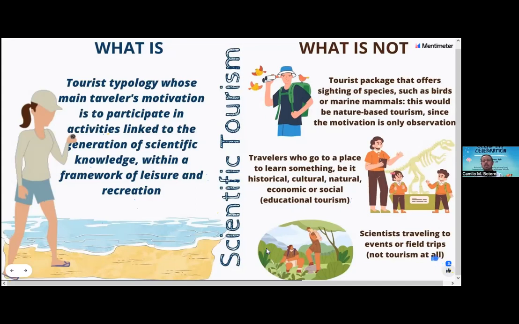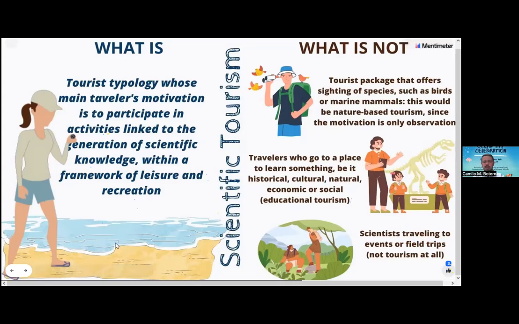It means that it's not that it's migrating, it's just traveling. And this is the way we call a tourist. But in scientific tourism, the difference with other kinds of typologies of tourism is that the traveler's motivation is to participate in activities related with scientific knowledge. But what is not, because normally we can confuse it with other kinds of typologies.